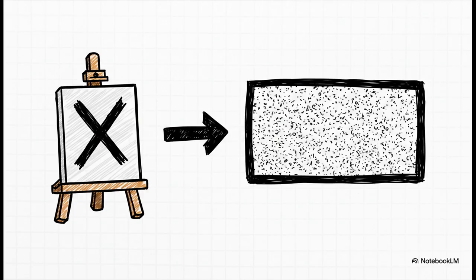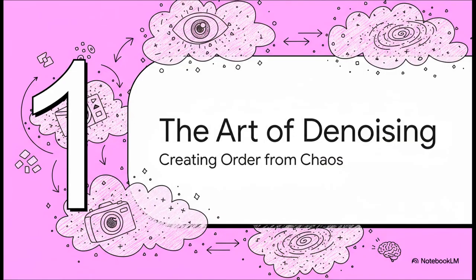An AI image doesn't start with a nice, clean, blank canvas. Nope. It starts with this, pure, random noise. Kind of like the static you'd see on an old TV that's not tuned to a channel. And that brings us to the first big idea, the art of denoising. The main job for the AI is to find a signal inside all that noise, to literally pull a clear image out of that digital static.